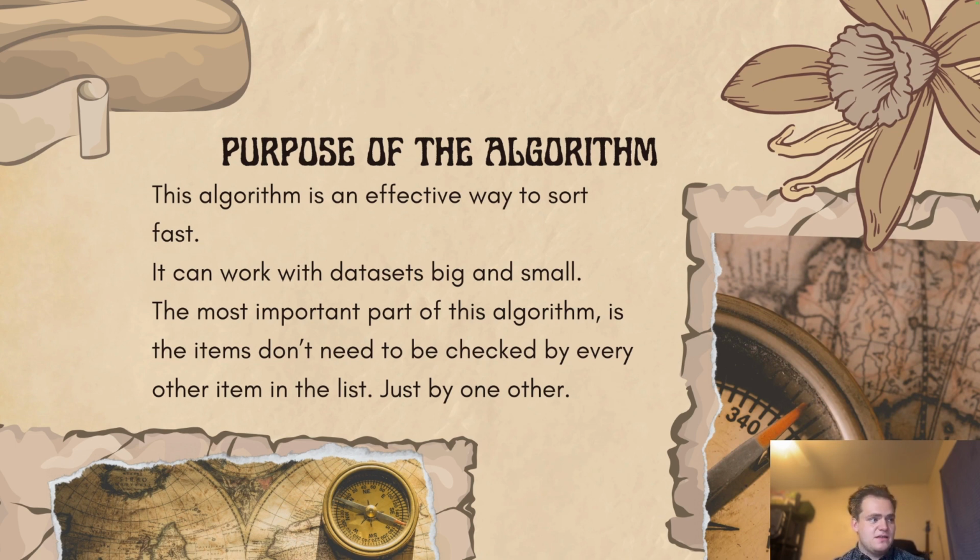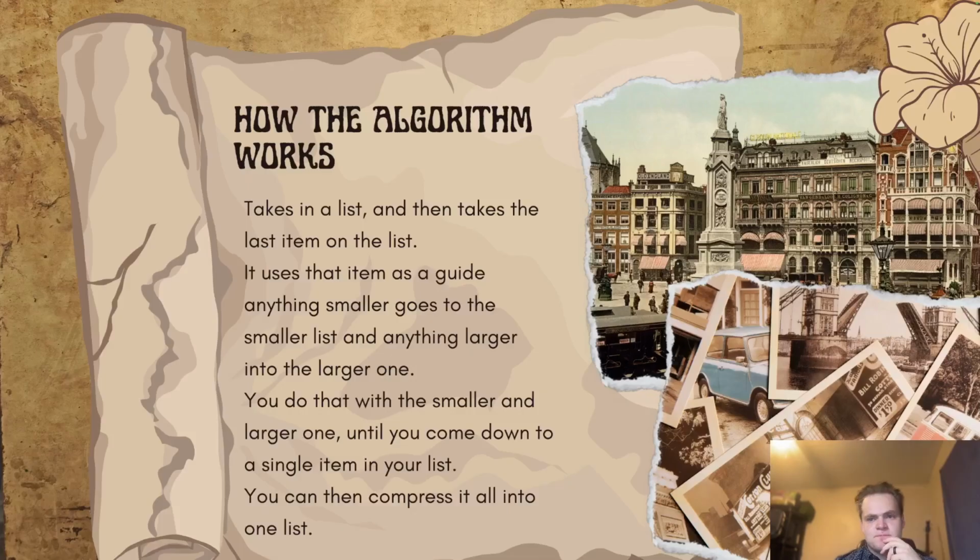And in particular, it doesn't need to be checked one by one. In traditional sorting algorithms, you'll need to check this by this, and then this by this, and so on. With this, we only take one item and check all of the others against that one item, and then we keep doing that over and over until we're done. So it's n log n.